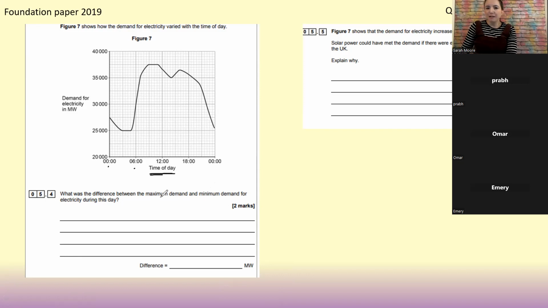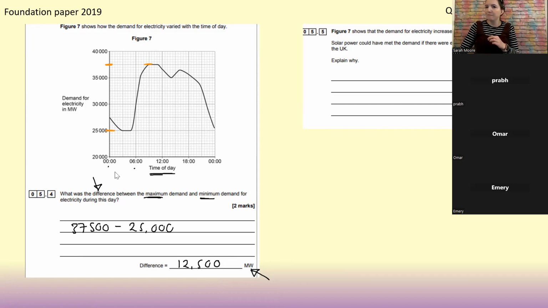What was the difference between the maximum demand and the minimum demand for this day? So maximum means biggest. We need to read off here because that's where the demand was highest. And the lowest, well, that's down here at the bottom. And we need to work out the difference between them. So what have we got? Our highest was 37,500. The lowest was 25,000. And the difference between them is 12,500. Always check that you are given a unit. If you're not given a unit, you will need to include one, but no worries here because we have a unit provided.